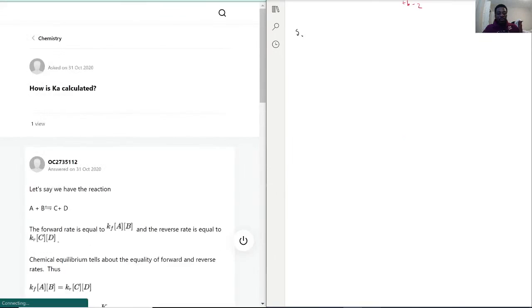Okay, we have how is Ka calculated. Now, we have a bunch of different types of K, which is pretty much in reference to the solubility of that molecule. We have things like KSP and Ka. I think those are the only two that I can think of off the top of my head.